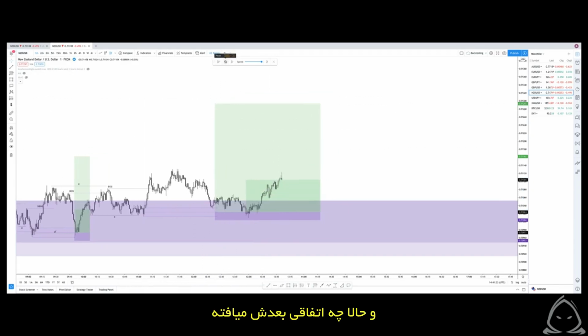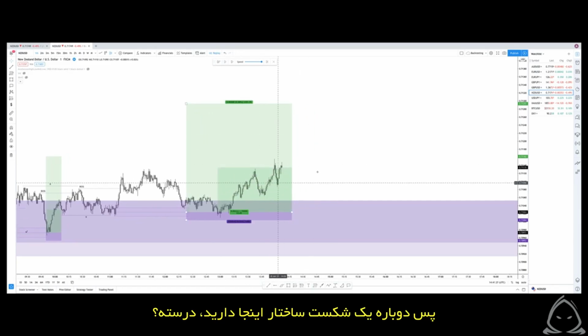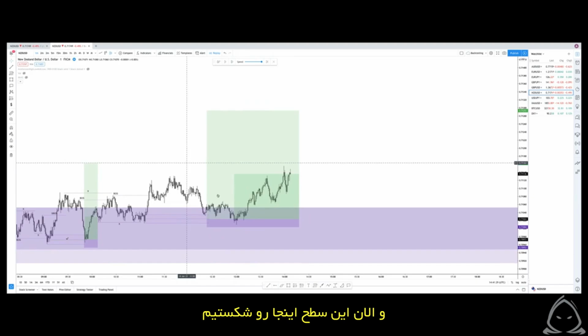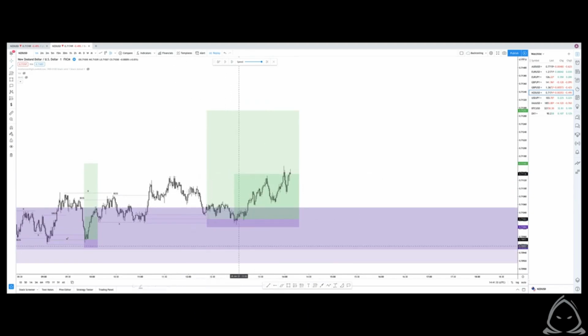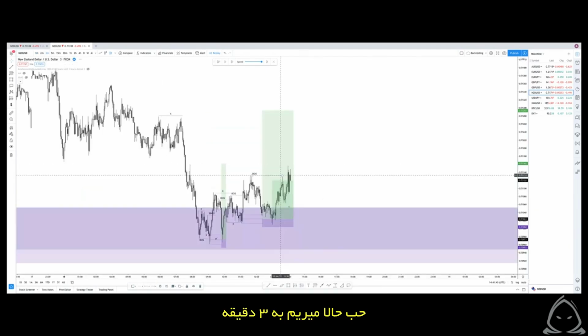Now what happens next? So again, you get a break of structure here. And we have now broken this level here with a wick, and then we break it pretty aggressively. Again, it's only the 1 minute. So drop into the 3 minute now.